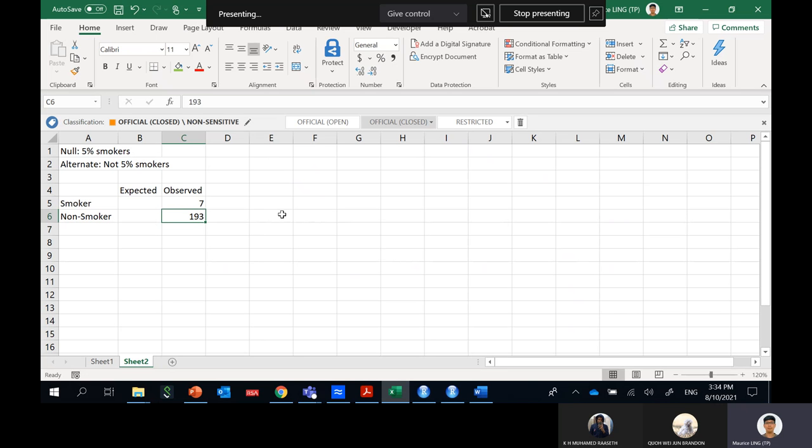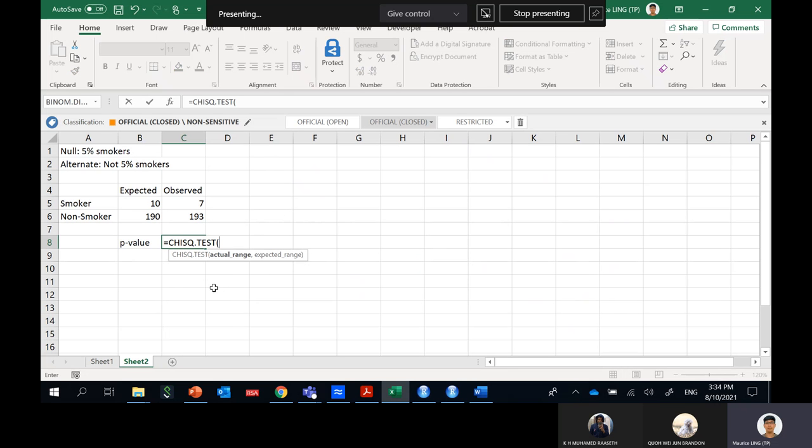Okay. Expected. If 5% are smokers, what is your expected? 10, because total is 200. Non-smoker? 190. So here you can calculate the p-value directly. Use your chi-square test, with your observed and your expected. In this case, do you accept or reject the null hypothesis? Accept. Since your p-value is more than 0.05, you fail to reject your null hypothesis.